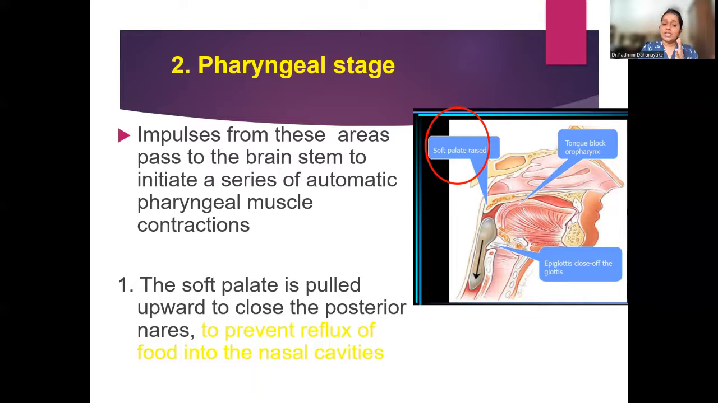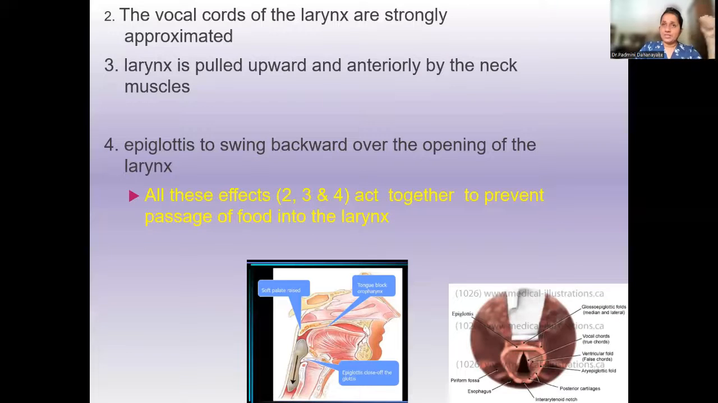So what are these coordinated automatic pharyngeal muscular contractions? The first one is to close the nasal cavity, the opening into the posterior nares. What is it? The soft palate movement. The soft palate, which I have circled here, is pulled upward and closes the posterior nares to prevent reflux of food into the nasal cavities. That is the first one.